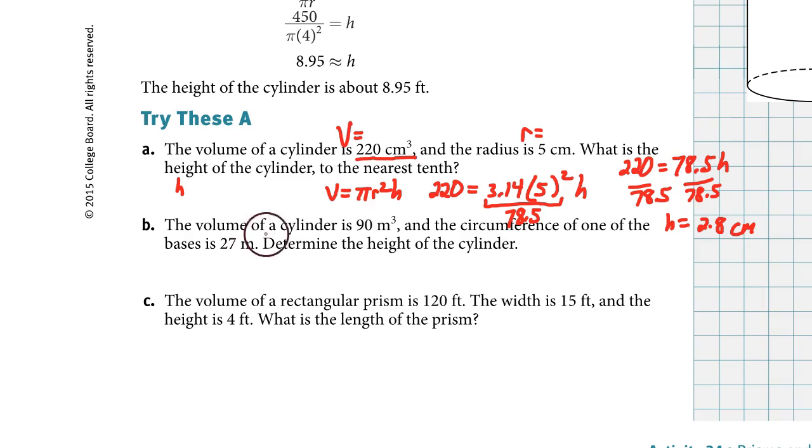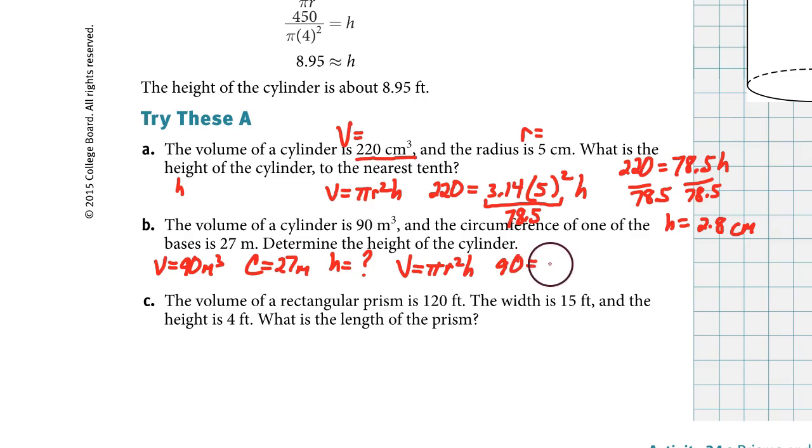Now question B, the volume of a cylinder is 90 cubic meters. So again, we're given the answer for capital V. The circumference of one of the bases is 27 meters. So circumference equals 27 meters. Determine the height of the cylinder. Like the last one, we want to find the answer for H. Because this discusses volume, we're going to use the volume formula. Volume equals pi r squared H. Substitute 90 in for capital V. For pi, put in 3.14.